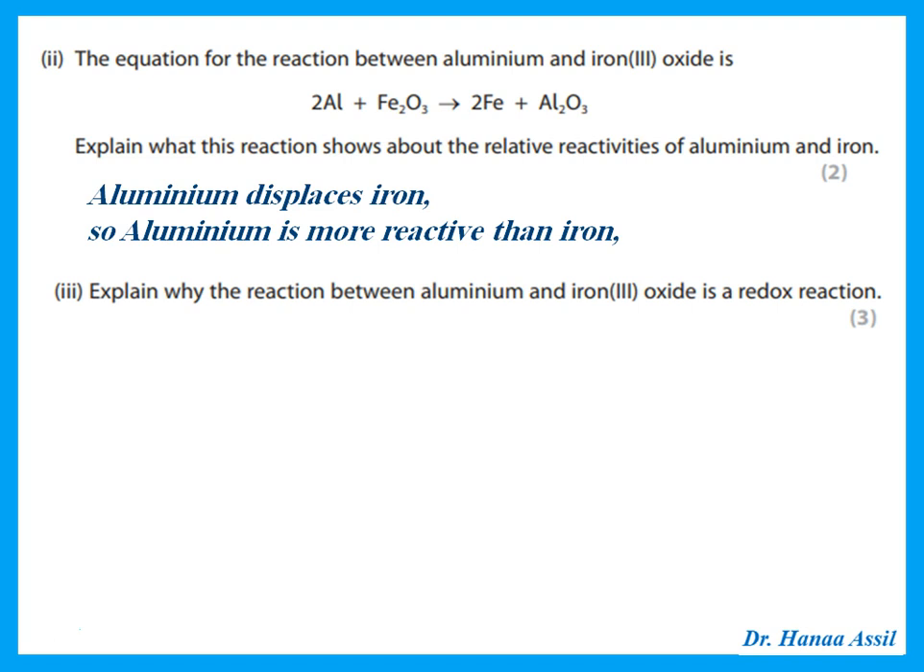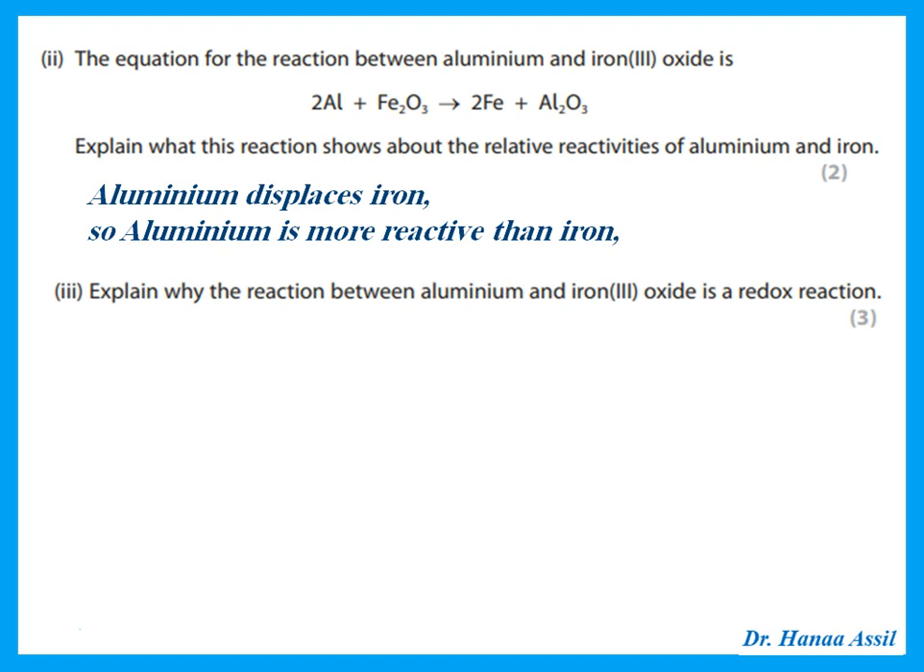A metal that displaces another metal from its compound or its salt, then that metal is more reactive. Explain why the reaction between aluminium and iron 3 oxide is a redox reaction.